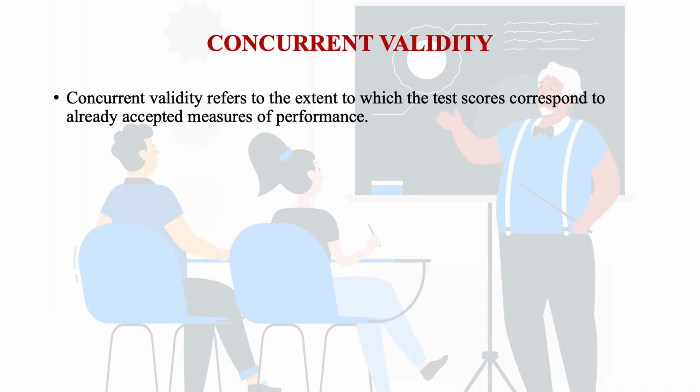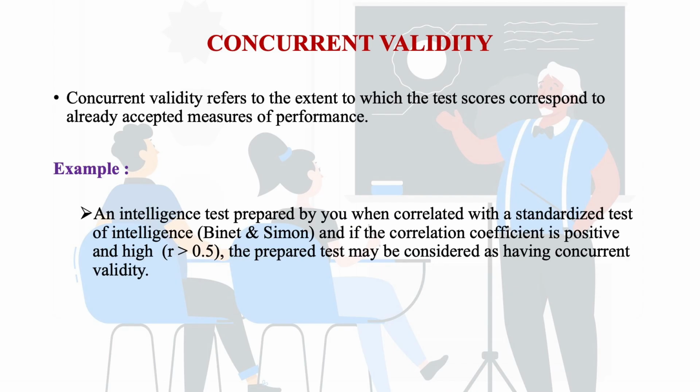And further, concurrent validity is another important method for determining the validity of a test. Concurrent validity refers to the extent to which the test scores correspond to already accepted measures of performance. An example: an intelligence test prepared by you is correlated with a standardized test of intelligence already developed by Binet and Simon, and if the correlation coefficient is positive and high, that means if r is greater than 0.5, the prepared test may be considered as having concurrent validity.